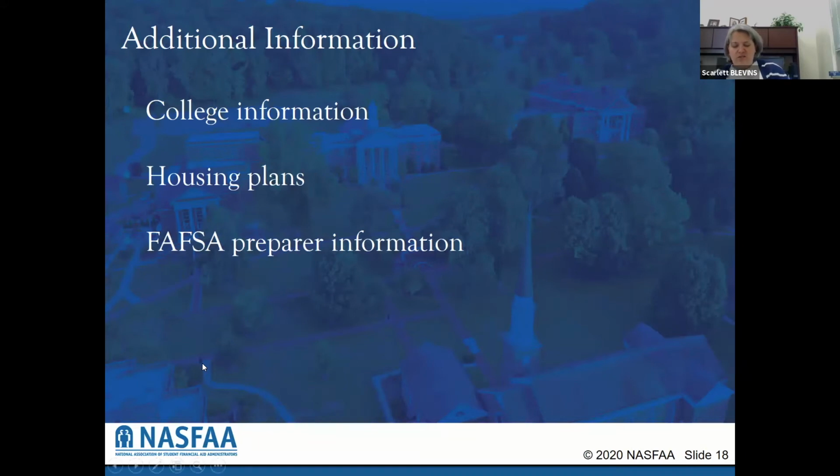Some additional information that the FAFSA will ask for is college information. You can list up to 10 colleges to receive your FAFSA information. If you're using the paper FAFSA, however, you can only list 4 colleges. So there's another benefit to using the FAFSA on the web, as you can list more colleges if you need to. You can also search the school code, so you don't have to know the school code before you start the process. And it'll ask for housing plans at each college, because schools like our office use that information, what your housing plans are, to calculate the financial aid package.